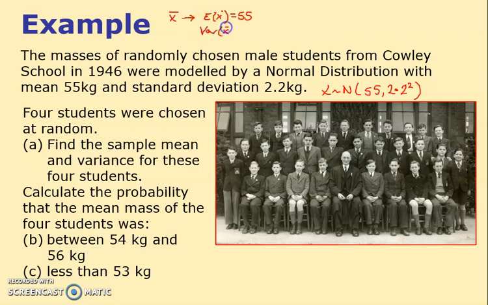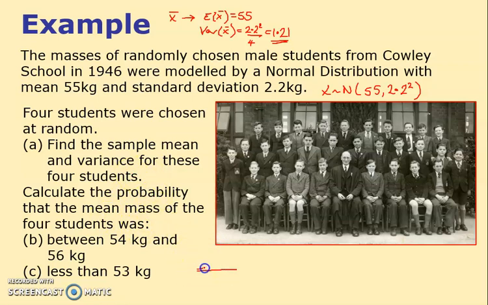That's importantly, it's still 55, but the variance I would expect to change. So the variance of x bar will be the 2.2 squared. I've got 4 students, so divide by 4. So let's just do 2.2 squared. 2.2 squared divided by 4 is 1.21. So that's the variance, not the standard deviation, the variance. Okay, calculate the probability that the mean mass of these 4 students was between 54 and 56.